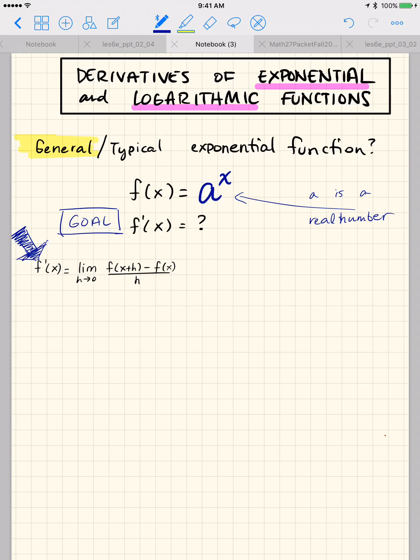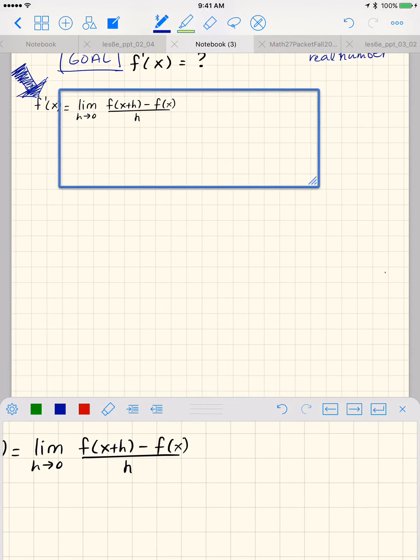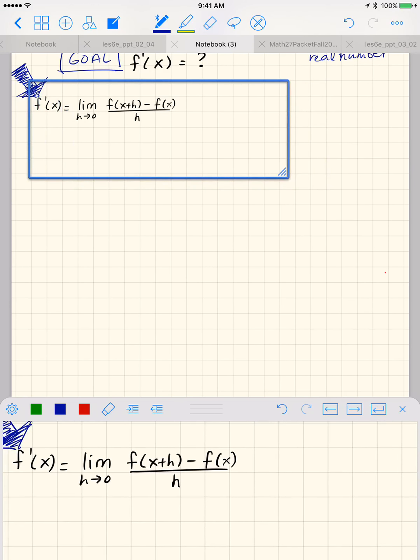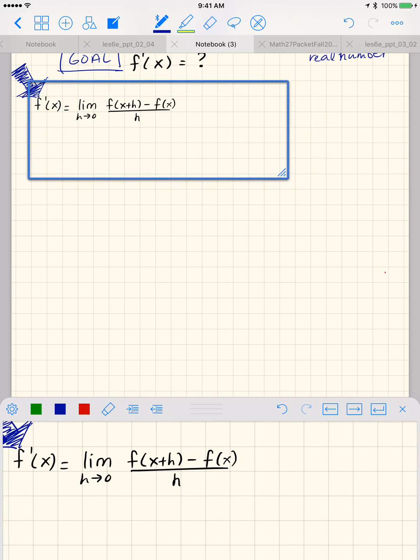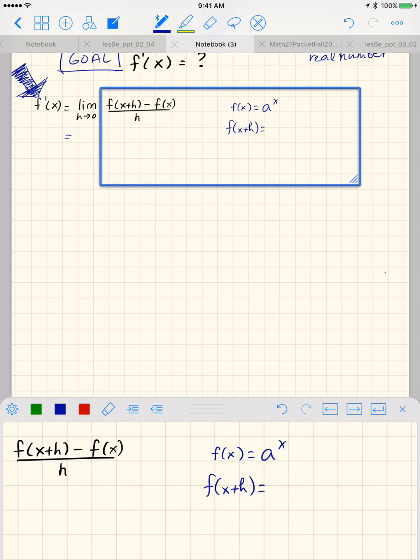So we have f prime of x is equal to the limit as h goes to 0 of this difference quotient, right? And remember, this is a difference quotient because it's a quotient, you're dividing two quantities, and it's a difference quotient because the numerator is the difference or the change in your function f. So now let's fill this in for our function. Remember, f of x is equal to a to the x, and we're also going to need f of x plus h. And what is f of x plus h? It's going to be a to the x plus h.